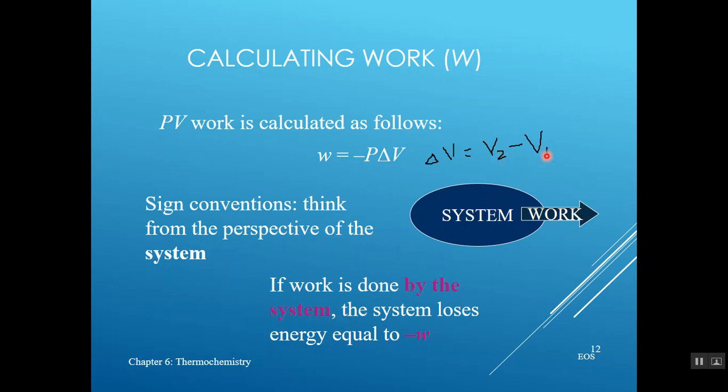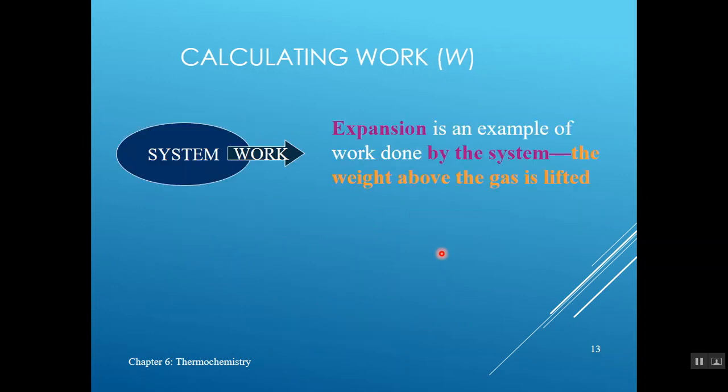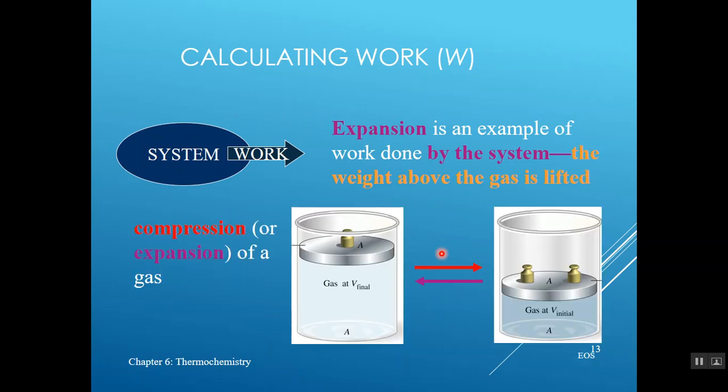If V2 is greater than V1, that means that delta V will be positive, and therefore if you plug that value into this equation, work will become negative. So that's what happens when work is done by the system. And of course, the opposite is true when work is done on the system. So this is what I was referring to.